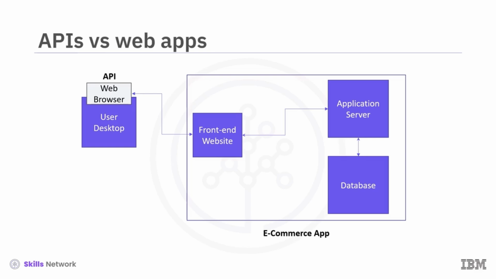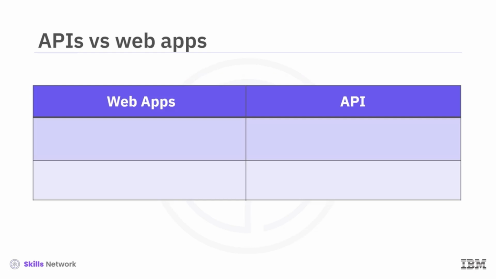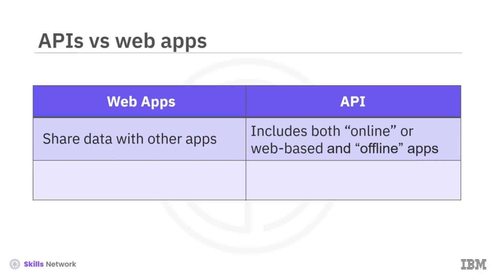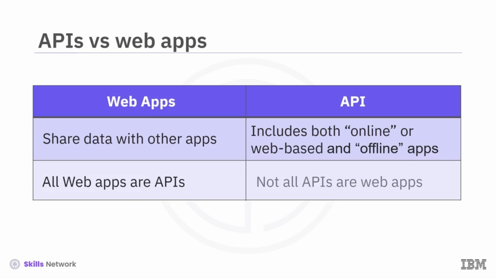If you try to access the e-commerce shopping service using a mobile device, the app on your device acts as the API that connects to the e-commerce shopping service. The nature of all web apps is to share data with other apps. Essentially, all web apps may be considered APIs. However, API is a generic term and includes both online or web-based and offline apps. To summarize, all web apps are APIs, but not all APIs are web apps.